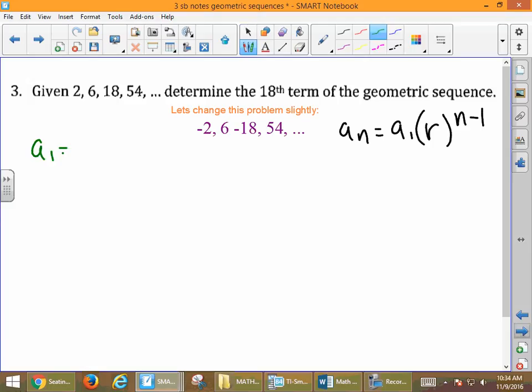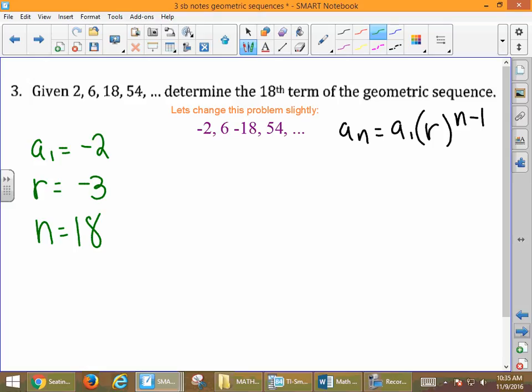Our a sub 1 then is negative 2 because we just changed the problem slightly. All you had to do is put a negative in front of the 2 and a negative in front of the 18. Our ratio then is going to be determined by taking 6 divided by -2, negative 18 divided by 6, 54 divided by -18. But when we divide all those numbers, we end up with -3. It says determine the 18th term of the geometric sequence. That means that n is 18.